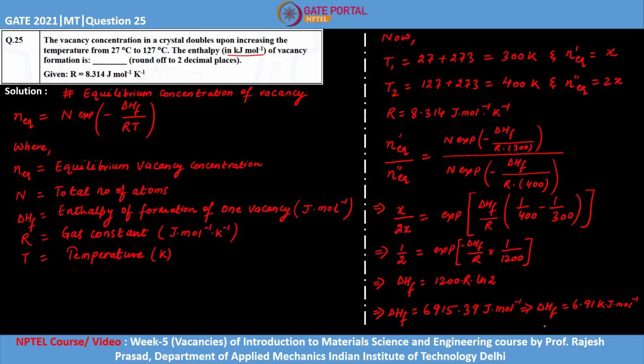So finally we got the value of delta HF equal to 6.91 kilojoule per mole. So that is the correct answer for this problem.